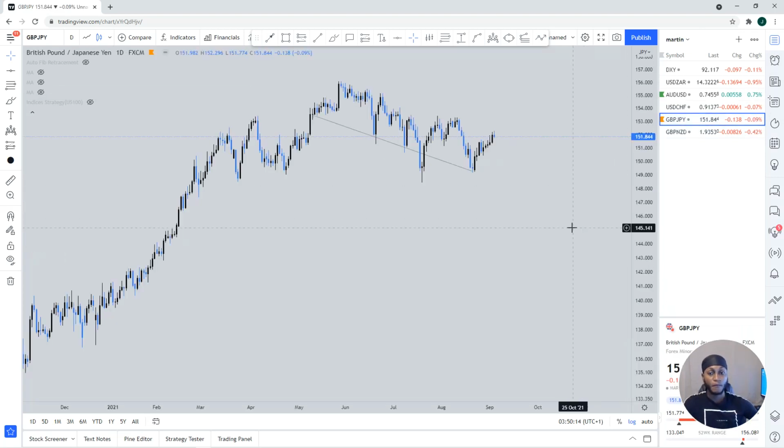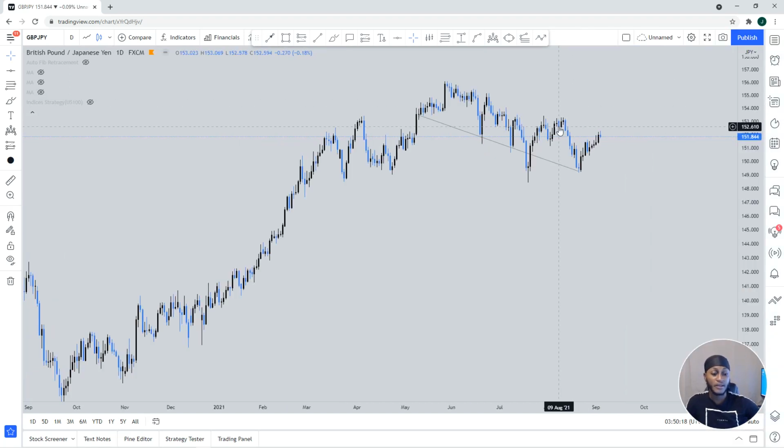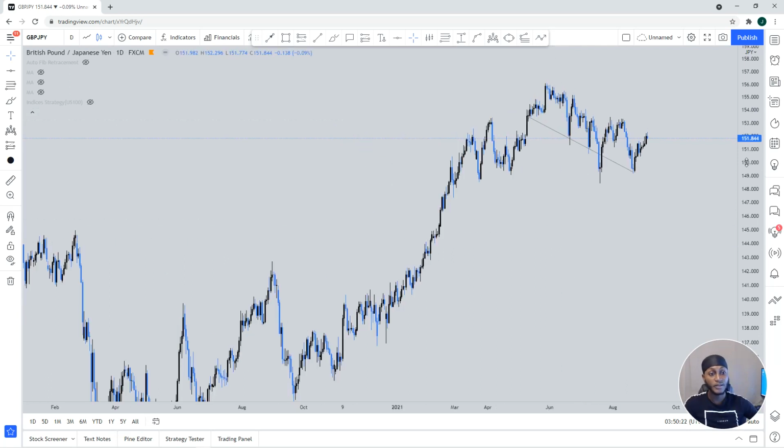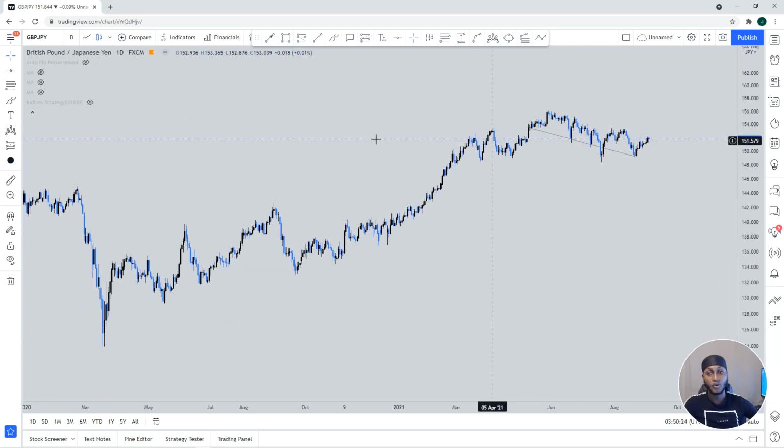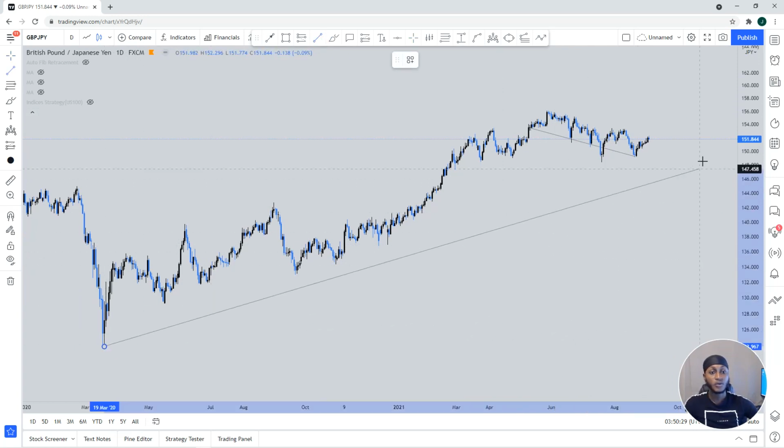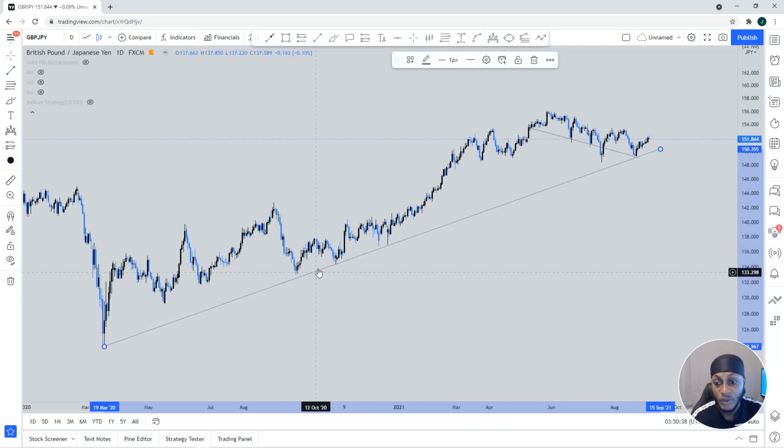GBPJPY, so I'm going to break down GBPJPY for you guys. You can see I'm on my daily time frame now. Looking at GBPJPY on my daily, you can see where we had all this bull run here. I'm going to work with my key levels as well. I'm going to pull my support trend line from that low towards that low, which is my higher low formation here. You can see where price has been reacting within my support zone here.